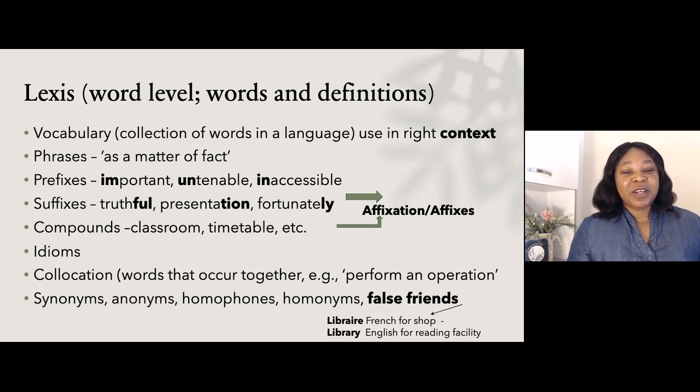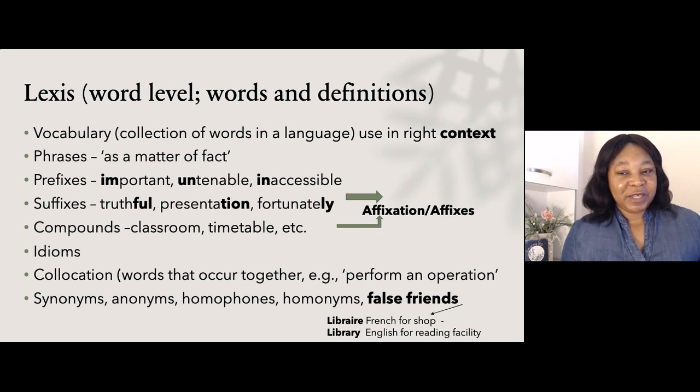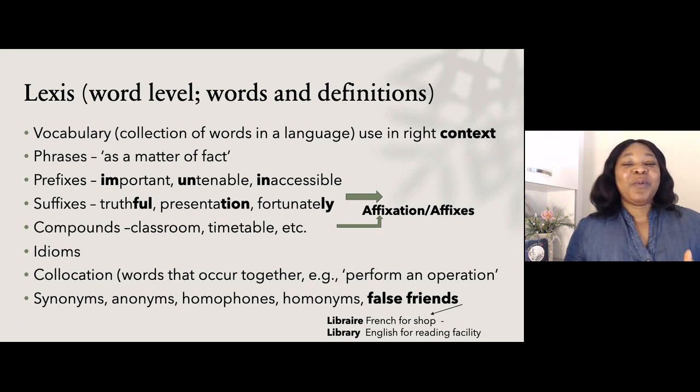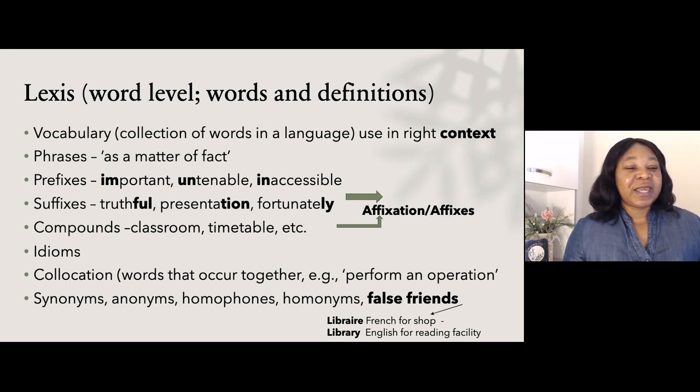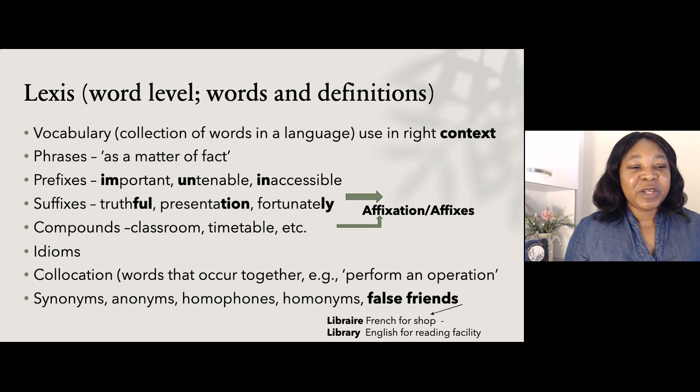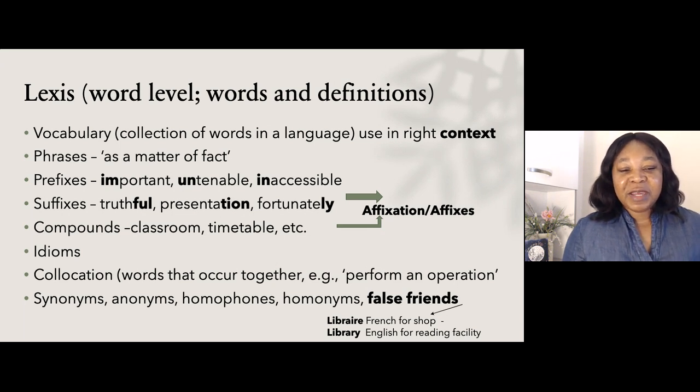So a surgeon performs an operation. It's collocation. Perform is always used with the word operation. Okay, so you perform an operation. You don't say the surgeon did an operation. We usually say he performs an operation. Can you think of other words? Can anyone think of any collocation you want to give me? Can you think of any collocation you'd like to give me?